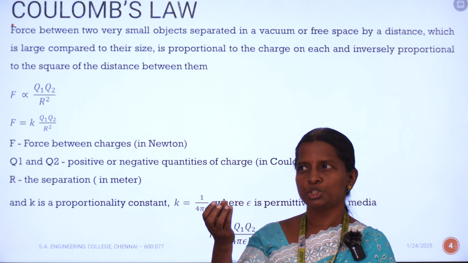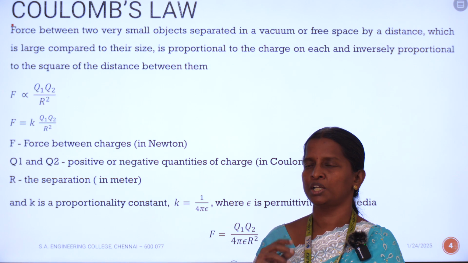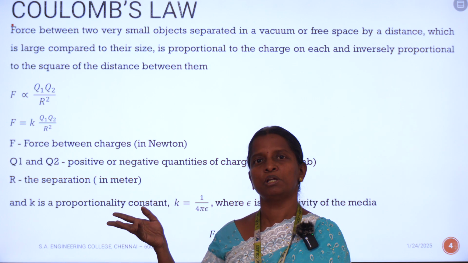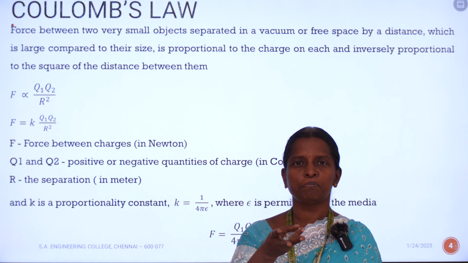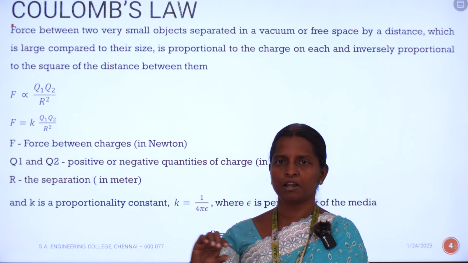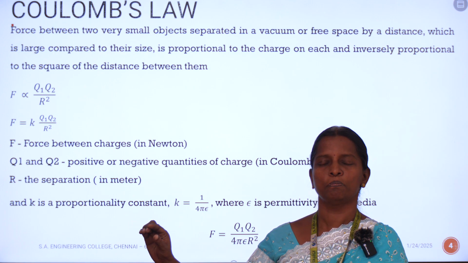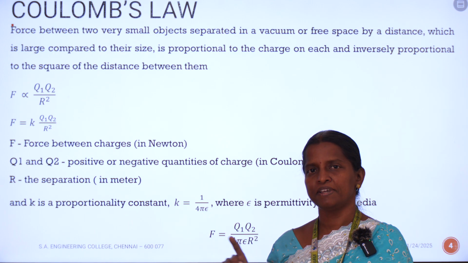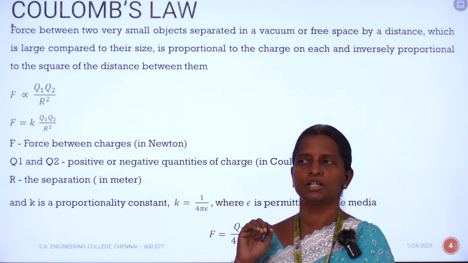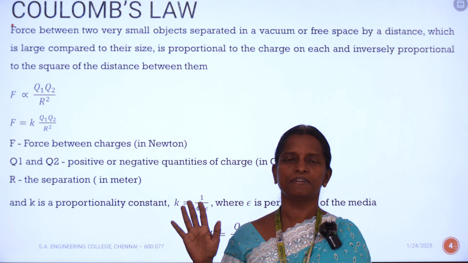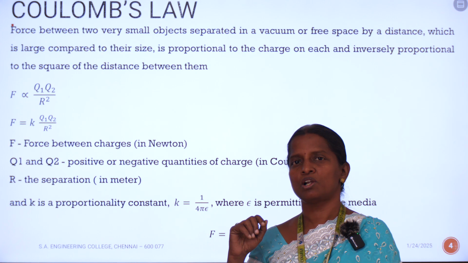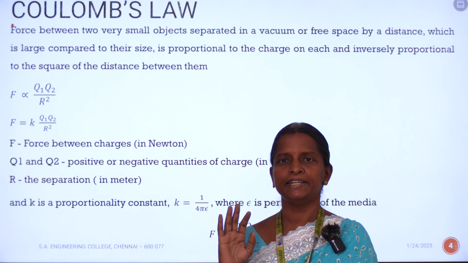If you are taking two charges, the charge may also be distributed in one dimension, two dimensions, or three dimensions. Based on that, you may have a point charge represented by Q, or a line charge distributed along a straight line, called line charge, in coulomb per meter. Or we may have a surface, rectangular or any other regular or irregular surface, called surface charge. Or we can have a volume charge, where you consider a particular volume. So it may be of any type.